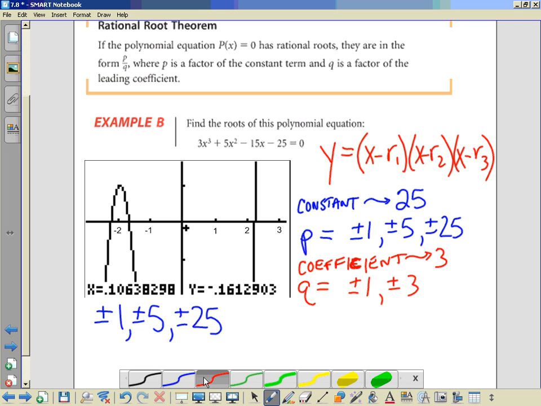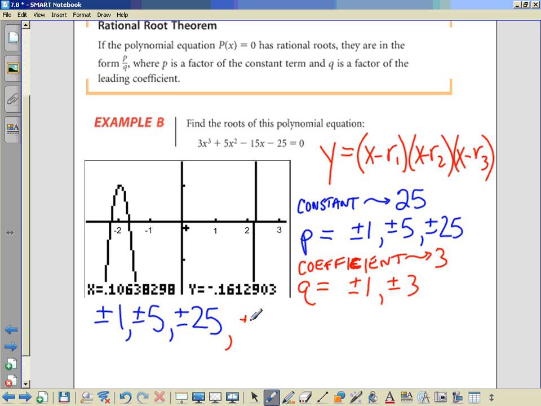The other ones are going to be given by a mixture of positive or negative 1 over 3, so plus or minus 1/3. You do p over q, the potential p's over the q's. I listed these already with the 1 over 1, 5 over 1, 25 over 1. They're right here in blue. But when you put them over the q's, that could be 3, you have 1/3, 5/3, and 25/3. These are all the potential solutions or rational roots of this polynomial.